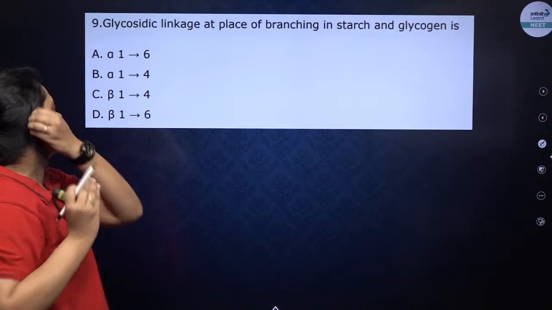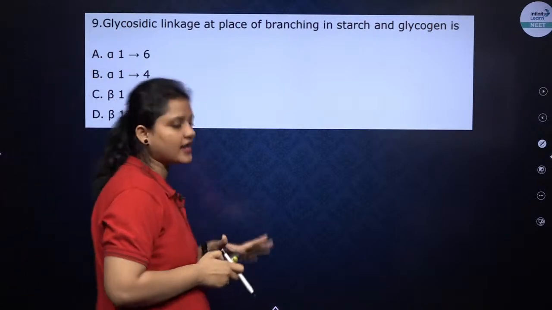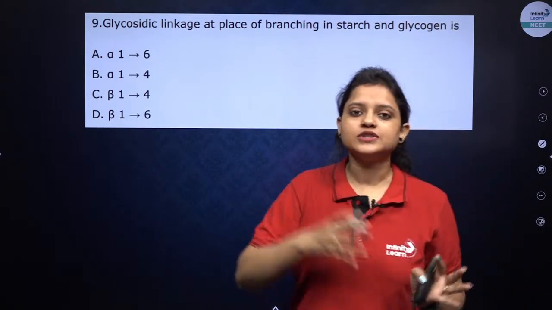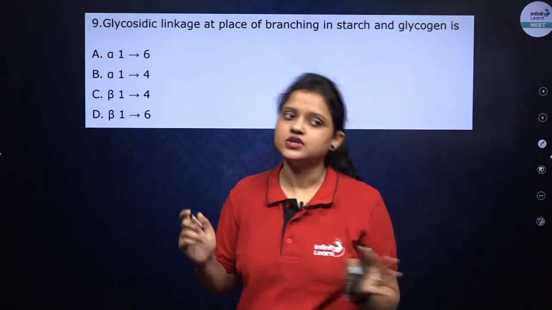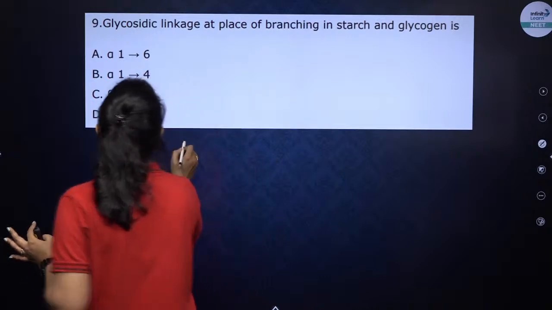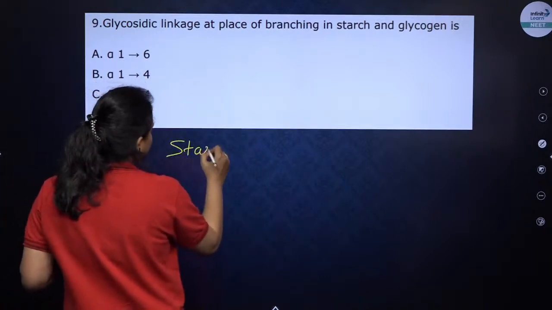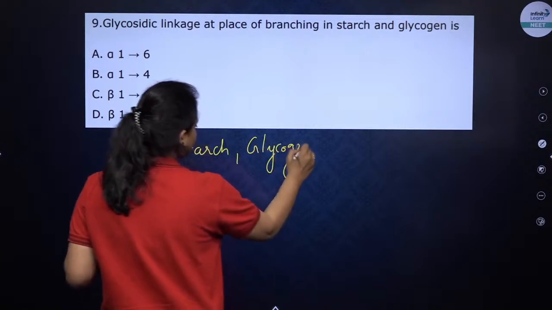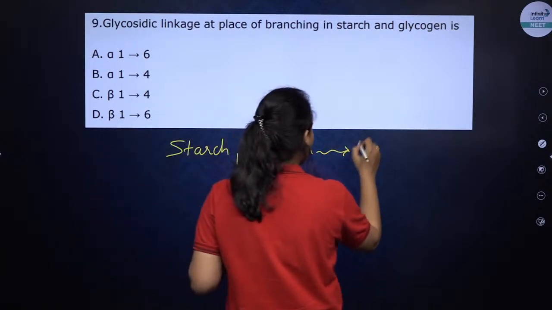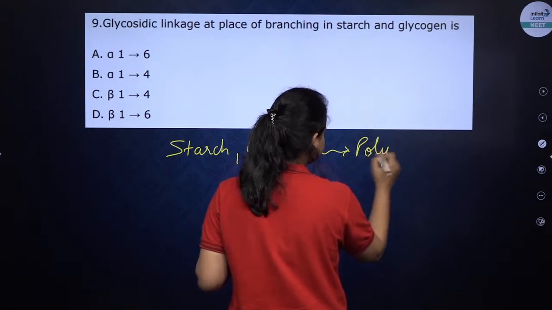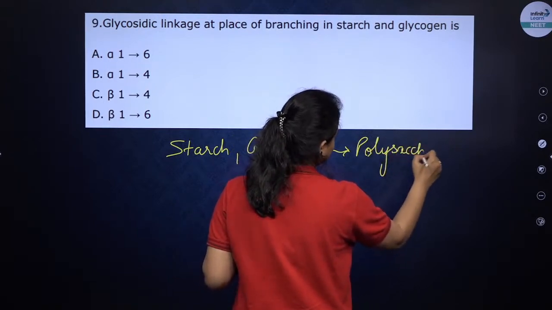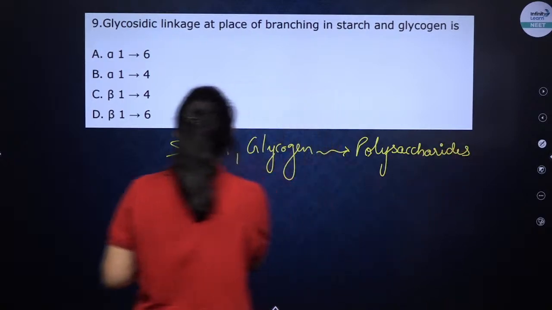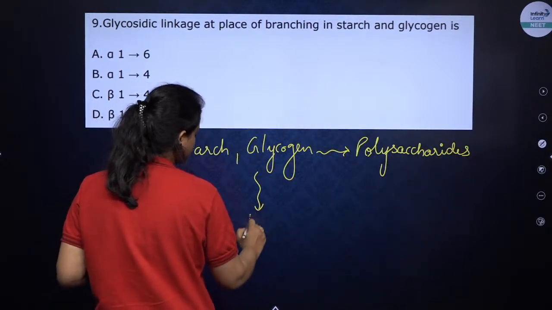Glycosidic linkage at the place of branching in starch and glycogen is. Remember, starch and glycogen both have a branched structure. So let's write it down. A, B or C. Starch and glycogen, what are these? These are polysaccharides and they have a branched structure.